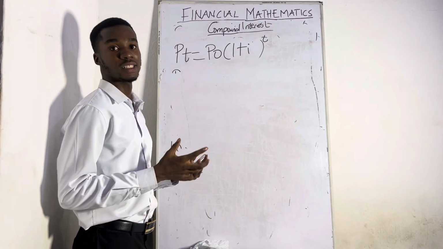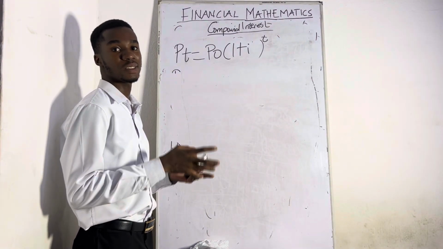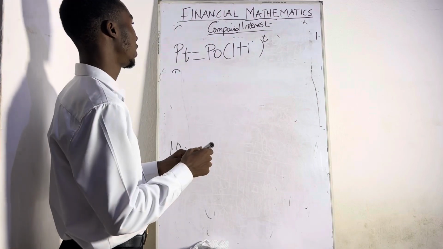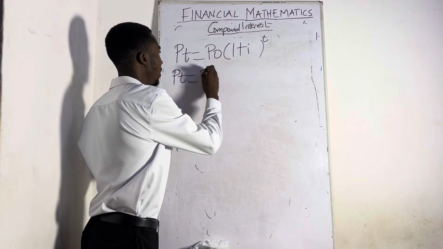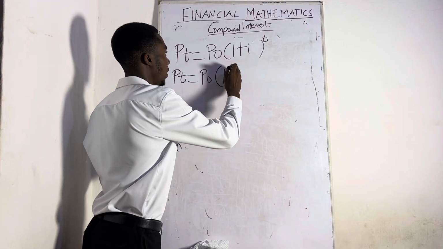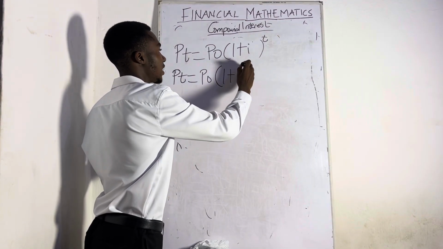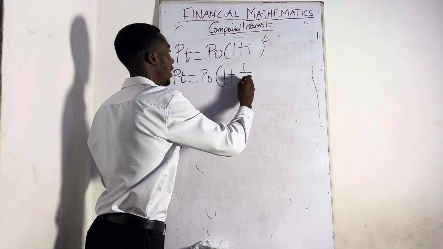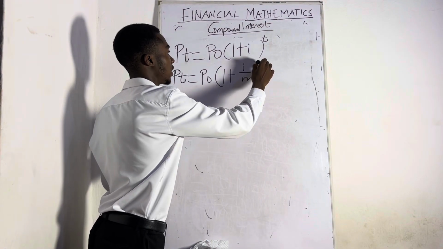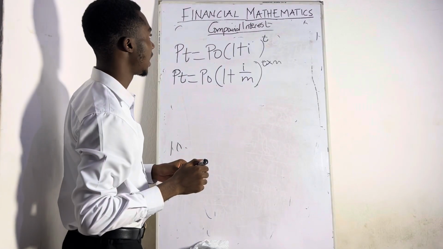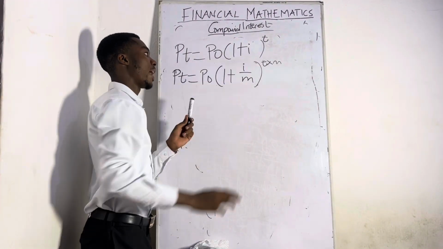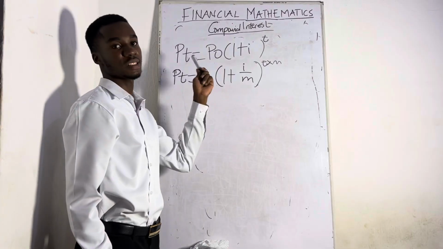You get it? So for a situation where you're compounding multiple times in a year, the formula changes to PT is equal to P0 into brackets 1 plus I over M, then exponent T times M. So what did you realize? You realize that now, instead of I, it's now I over M. Then instead of T, it's now T times M.